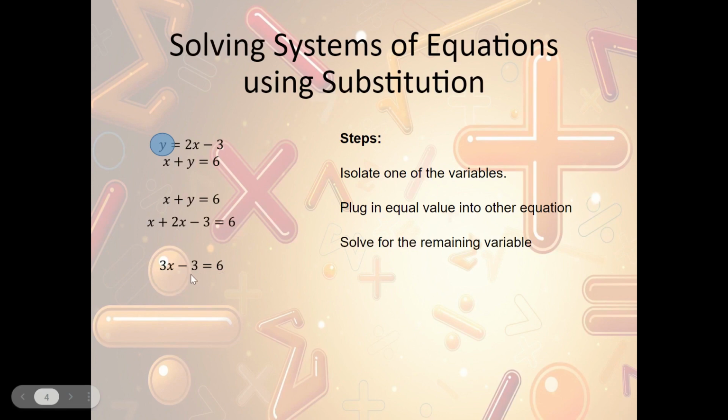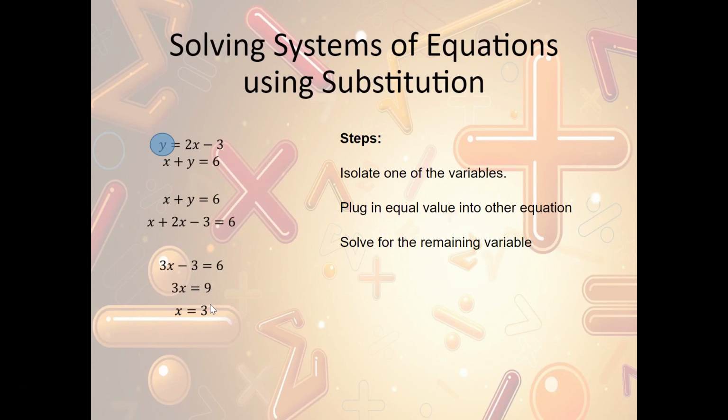Then I'm going to add 3 to both sides, and I get 3x is equal to 6 plus 3, which is 9. Now I can divide both sides by 3 to get x by itself, and I get x equals 9 divided by 3, which is 3. So there's my x. That's the x coordinate of where they cross.